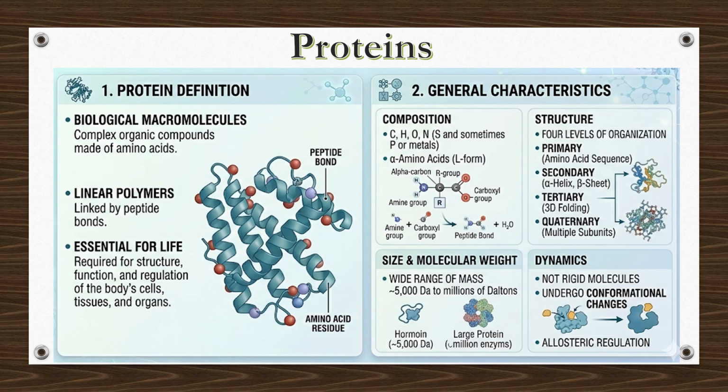Proteins are large molecules composed of one or more polypeptide chains. They vary enormously in size, from small hormones like glucagon, which has about 50 residues, to titin, the largest known protein with over 34,000 residues in a single chain. Their molecular weight ranges from thousands to millions of Daltons. Each protein sequence is encoded by a gene.